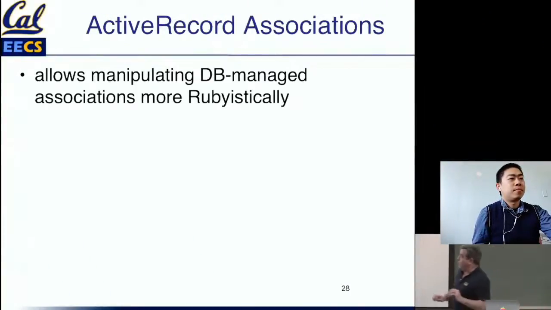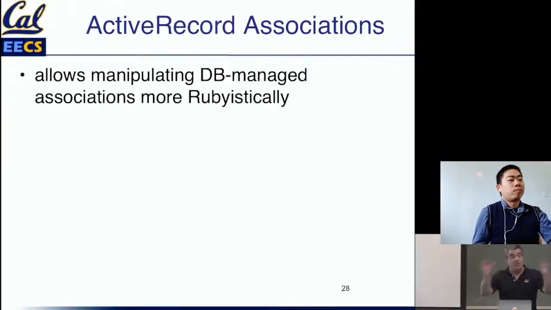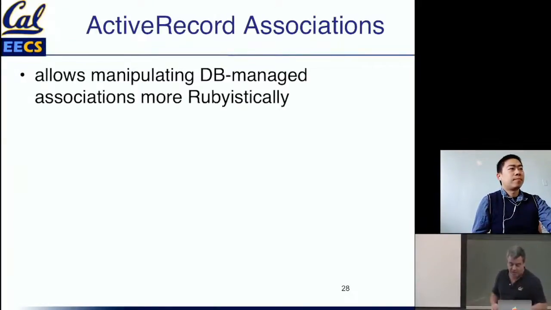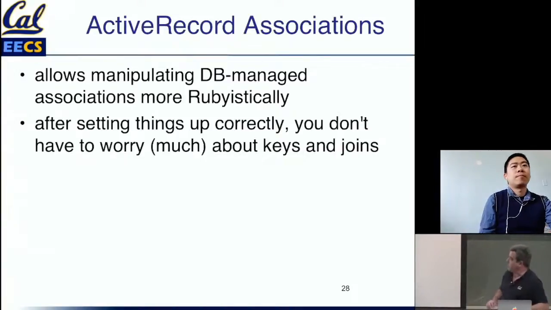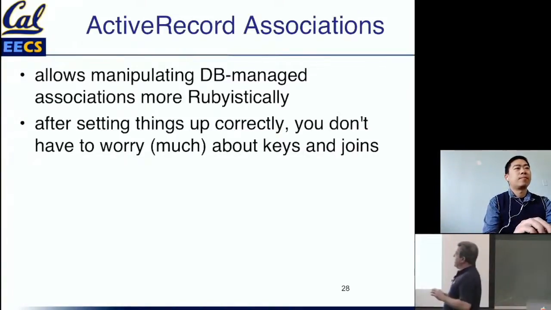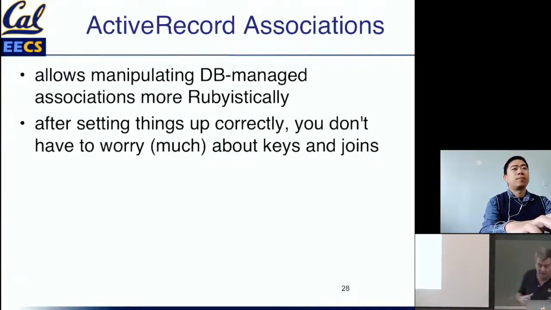So the goal here is to provide a syntax that if you arrange your tables along the lines of that previous example, then it gives you a very sort of elegant Rubyistic notation for managing those associations. And in fact, for the most part, once you've set it up so that the tables have the correct keys, you don't really have to worry too much about it after that. It kind of just works.